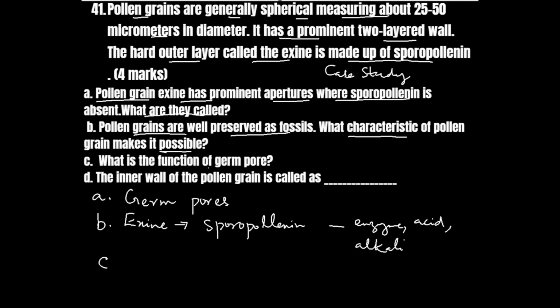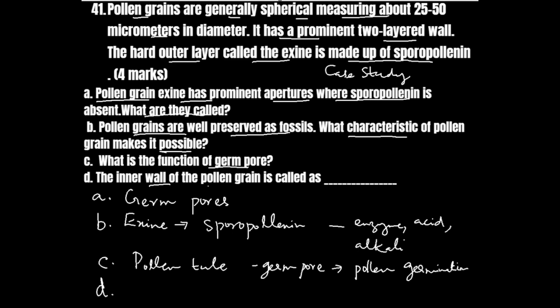C. What is the function of a germ pore? Pollen tube comes out through the germ pore only. So it helps in pollen grain germination. The inner wall of the pollen grain is called intine. So there are two walls for the pollen grain. Outer wall is called exine and the inner wall is called intine.